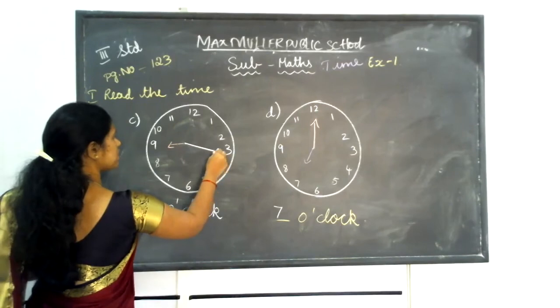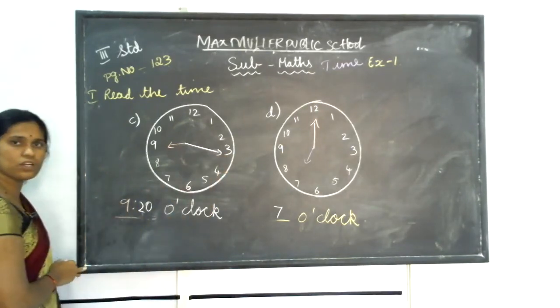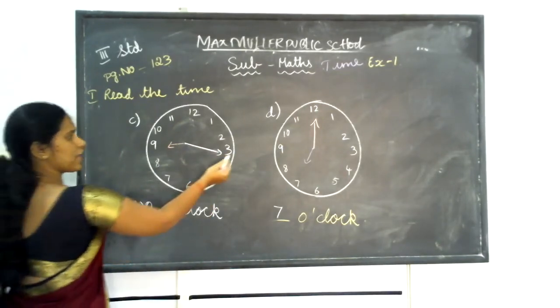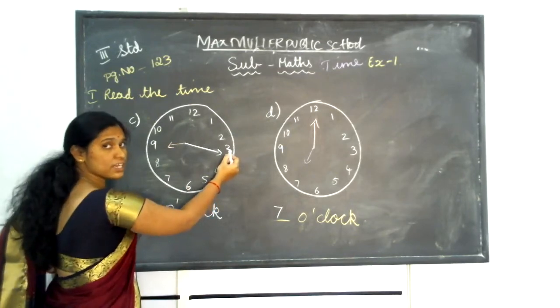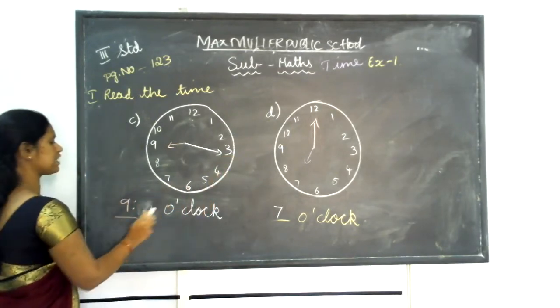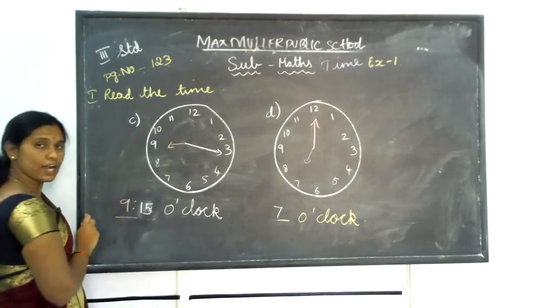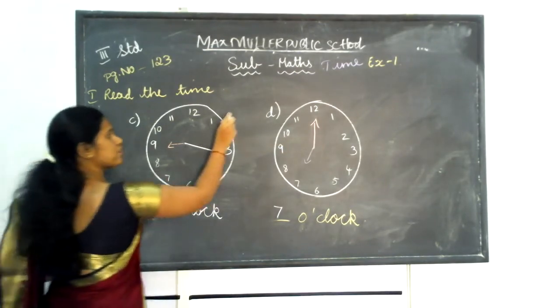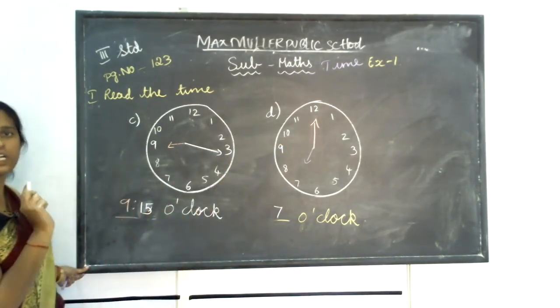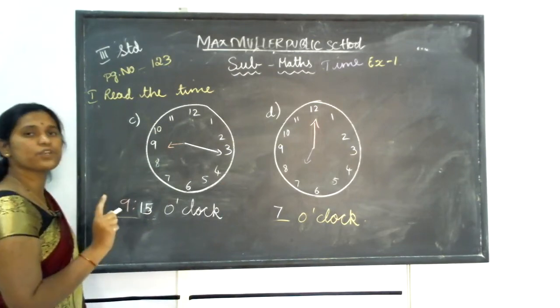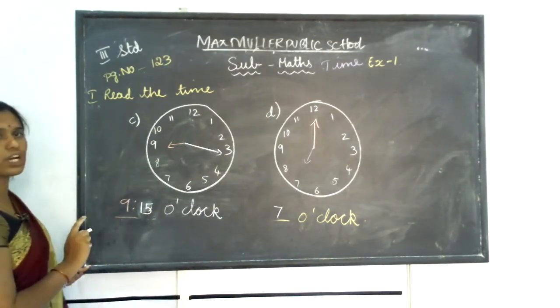If it is pointing towards 3, what is the time now? 9:15. 5 3s is how much? 5 3s are 15. So how much will you write here? 9:15. Understood, all of you? You have to use 5 answer tables, not other tables. Only you have to use 5 answer tables. Understood, all of you, this one?